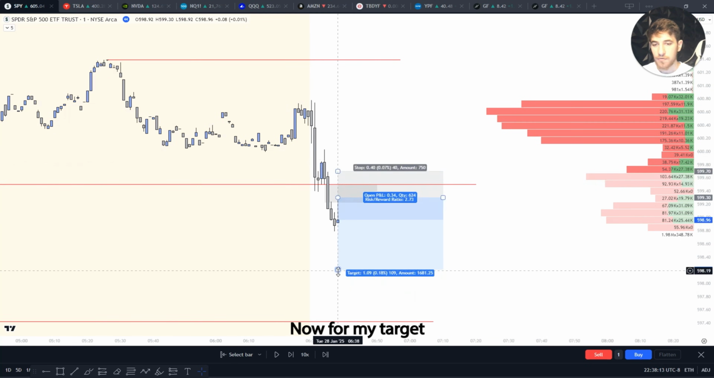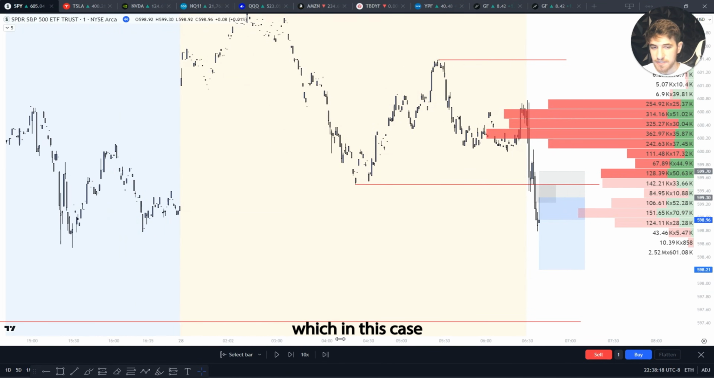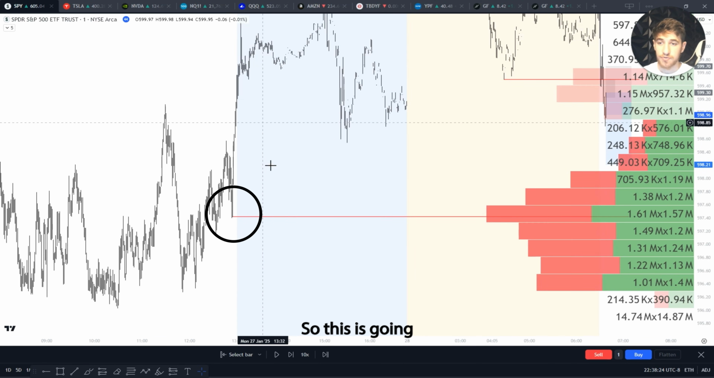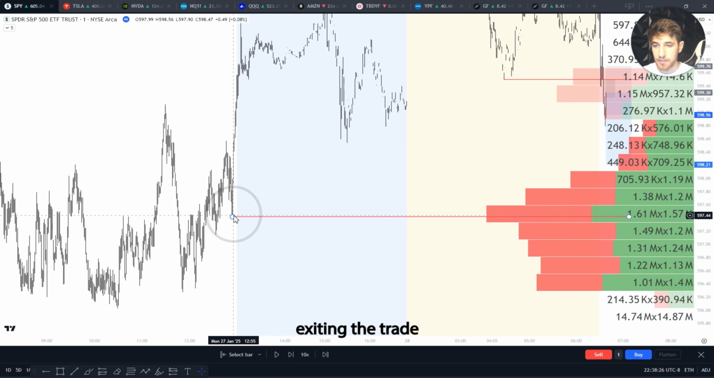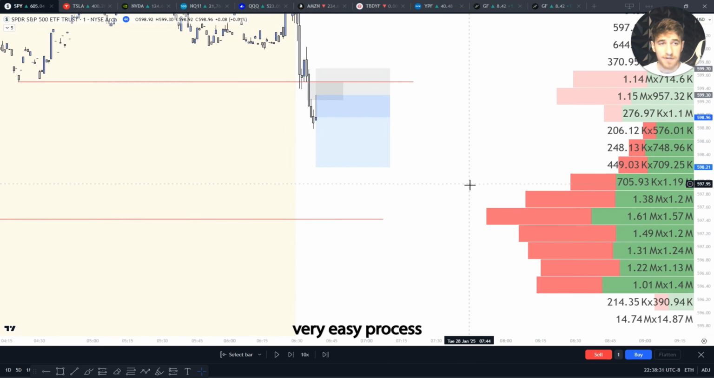All right. Now for my target, I want to go for the next significant low, which in this case is all the way down here, which is our key level, right? Because we had a very strong reversal right here. So this is going to be our target for exiting the trade. All right. So once again, very quick, very easy process.